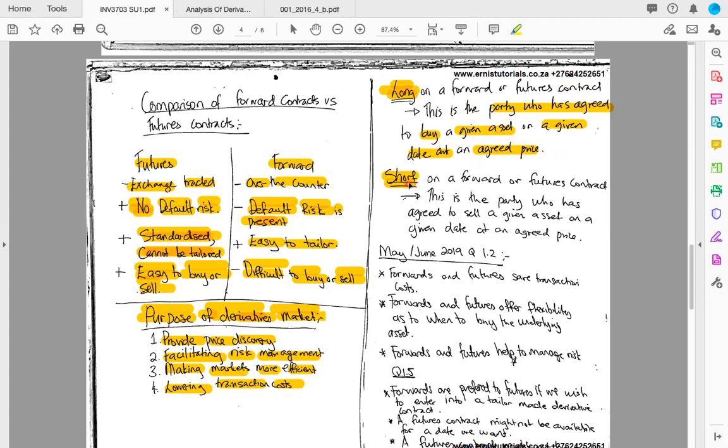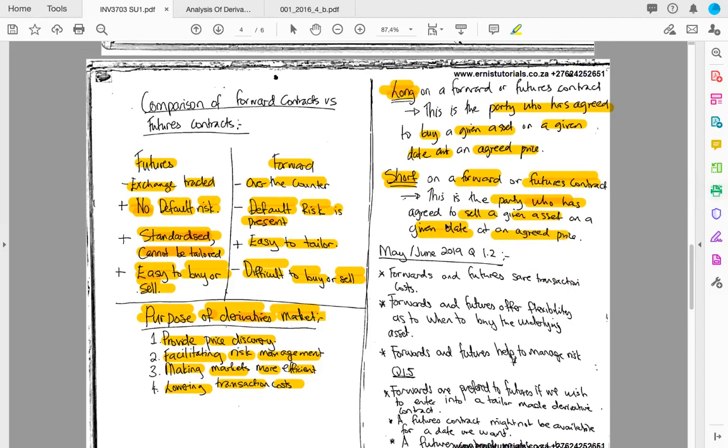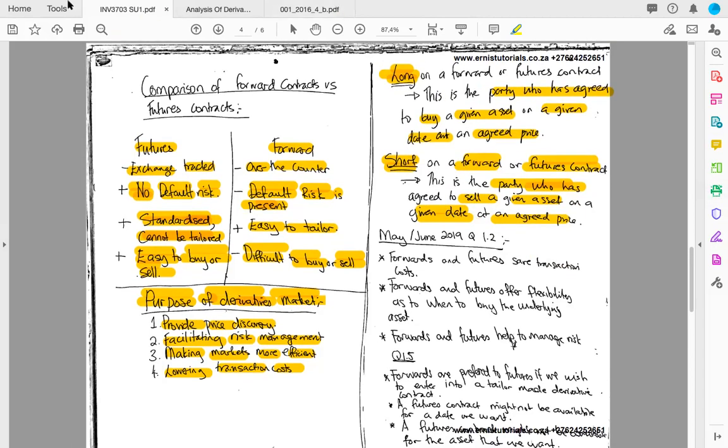Whereas if we say you are short on a forward or futures contract, it means you're the party who has agreed to sell the given asset on a given date at an agreed price. So you also need to be comfortable with the terminology long on a forward or futures contract or short on a forward or futures contract. You'll also see when we look at contingent claims, which are options, you can also go long or short on an options contract, and we'll explain what that means when we look at options in later chapters, right?